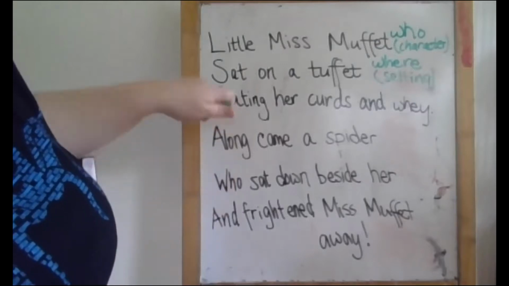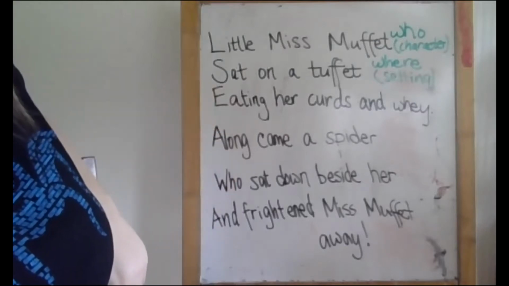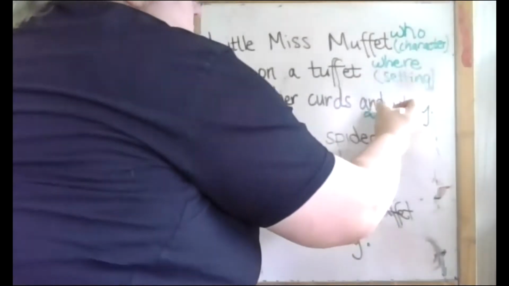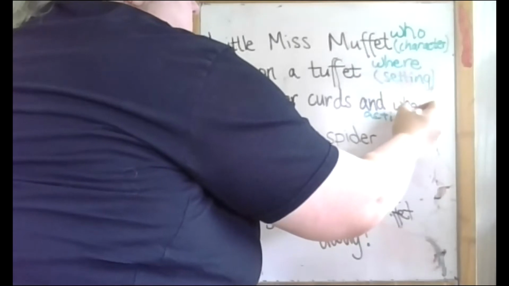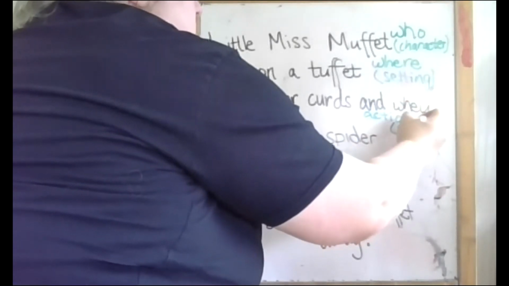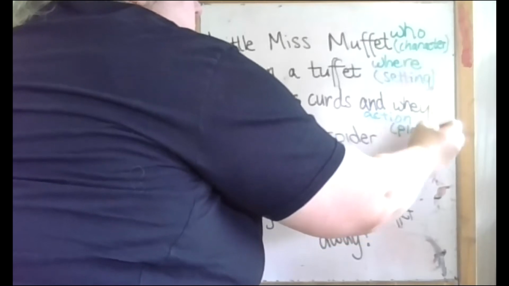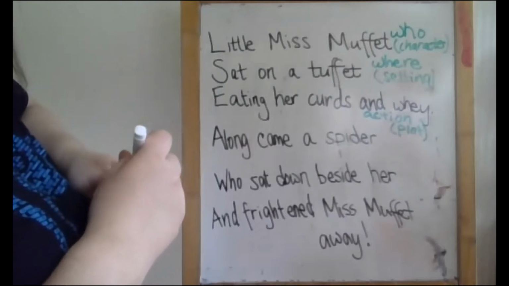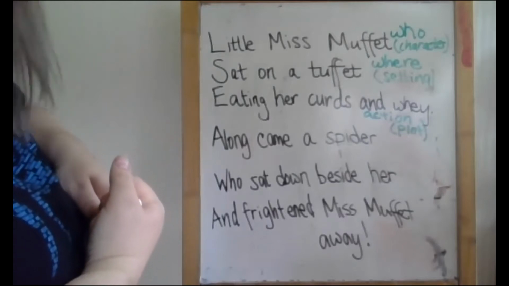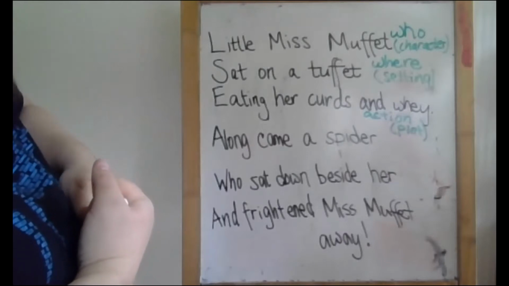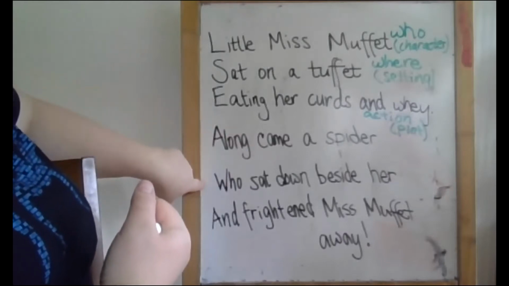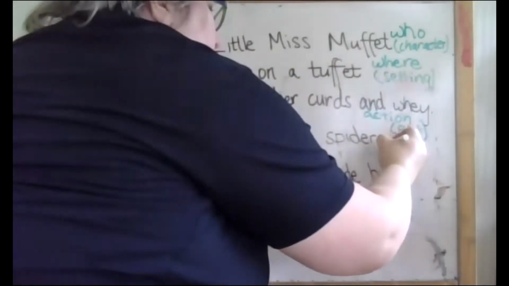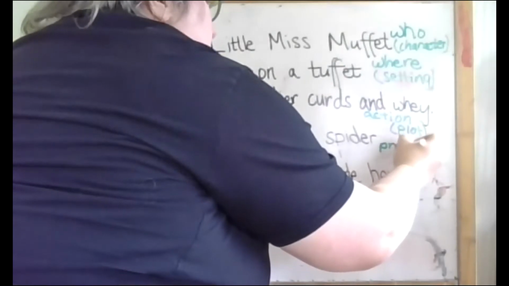Okay. Eating her curds and whey. That is action, or the plot of the story. Those are the things that are happening in the story. On to the next line, says, along comes a spider, and we'll add this next one, who sat down beside her. Oh dear, this is our problem.